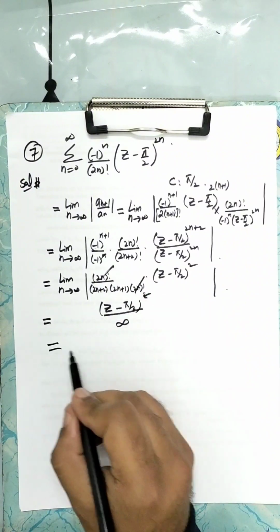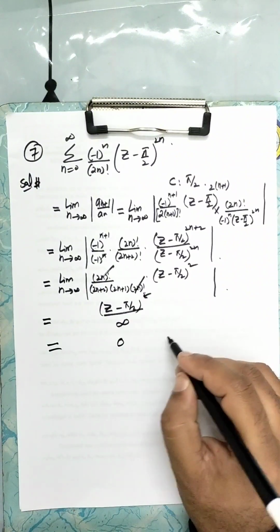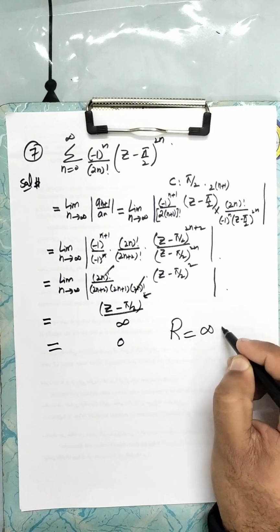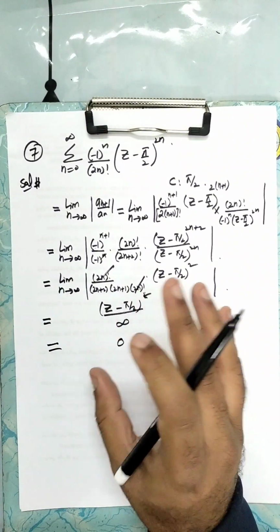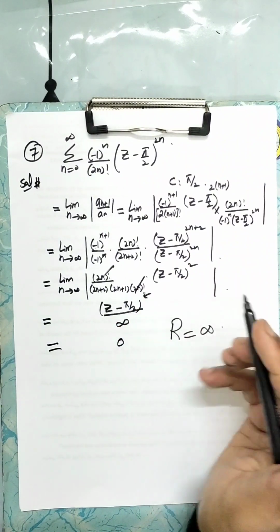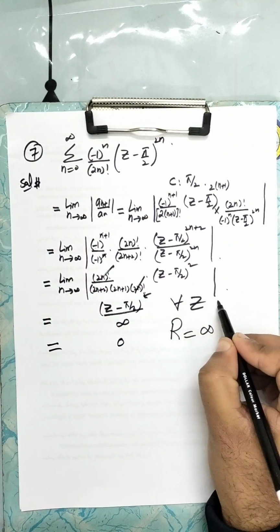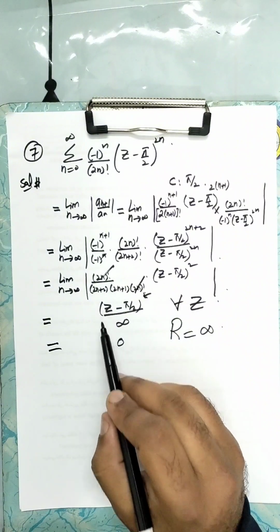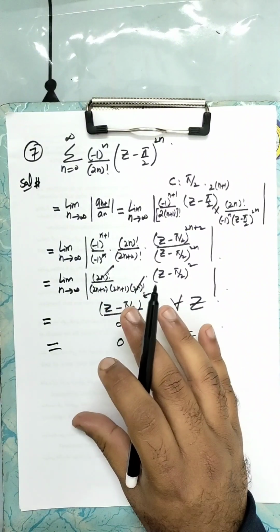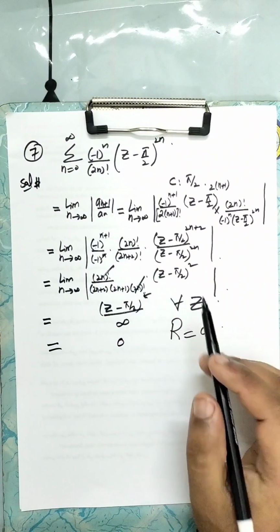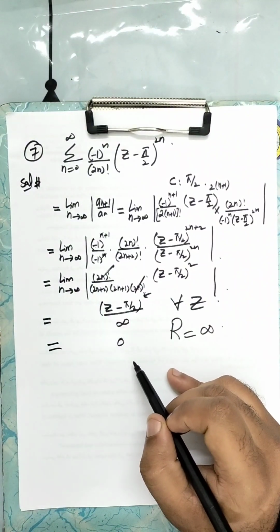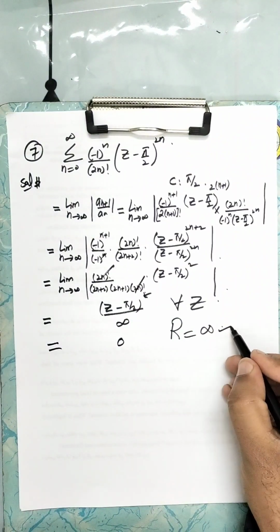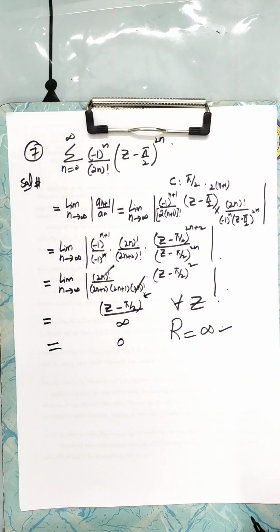So this becomes 0, and it means the radius of convergence is infinity, because if we take any value of z, this series converges, with limit 0. So for all z, we choose any z, this series is convergent. So its limit is 0, and then its radius is infinite, as we discussed in the previous theorem.